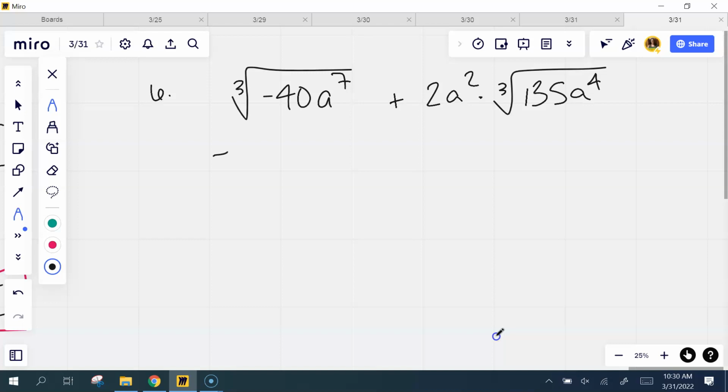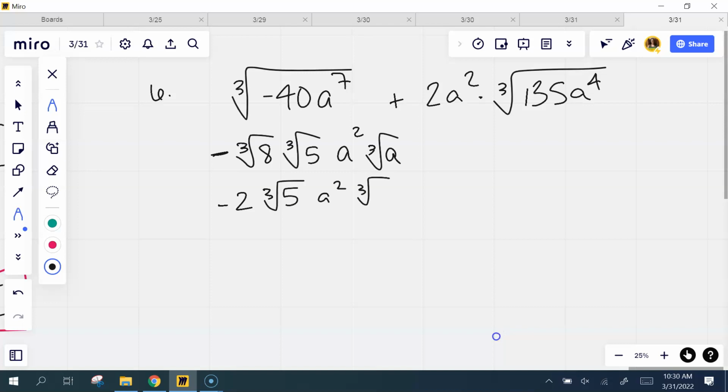I know I'm going to take this negative out of this one because it's an odd root. How about 40? Is there a perfect cube? 8 and 5. So cube root of 8, cube root of 5. And how many times does 3 go into 7? 2 times, and how many are left? 1 more a left. Everybody okay so far? Okay. Cube root of 8 is 2, so I've got negative 2 cube root 5, a squared cube root a.